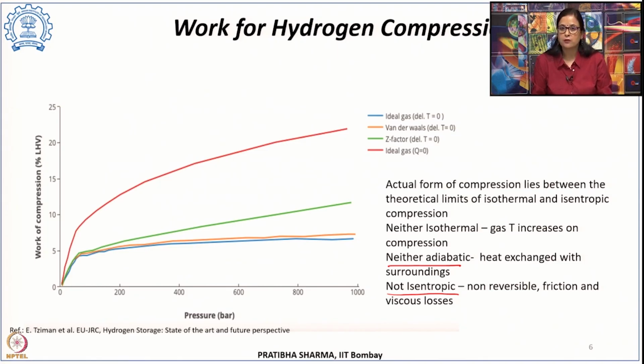There will be losses associated because of the friction, there will be viscous losses. So, all these make the actual process neither isothermal nor adiabatic nor an isoentropic process. So, some of the reports, some of the researchers, have even modeled the process to be a polytropic process. Here in this curve the work of compression has been plotted. The same curve has been plotted as a percentage of lower heating value, that is, how much of the energy content of hydrogen would be required in compressing the hydrogen to a higher pressure.